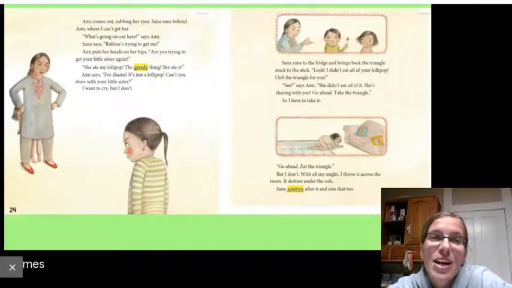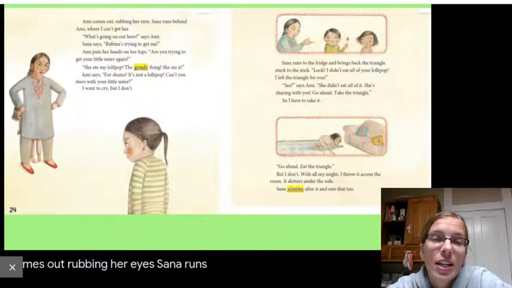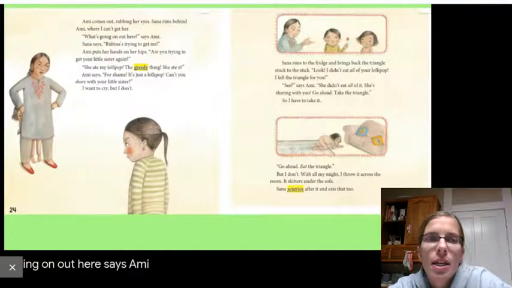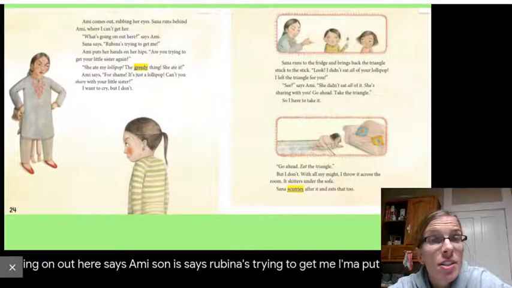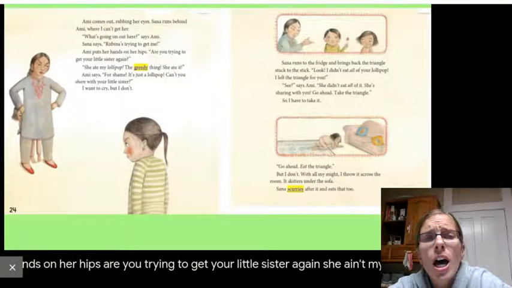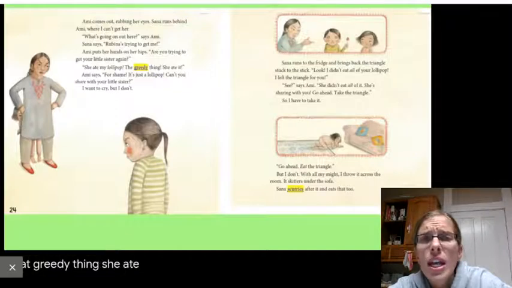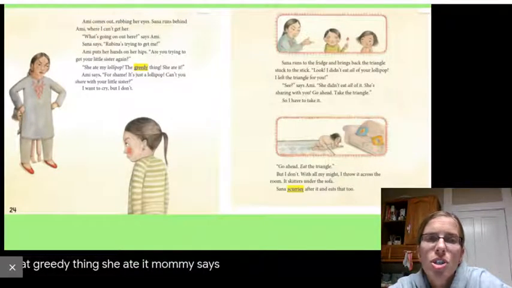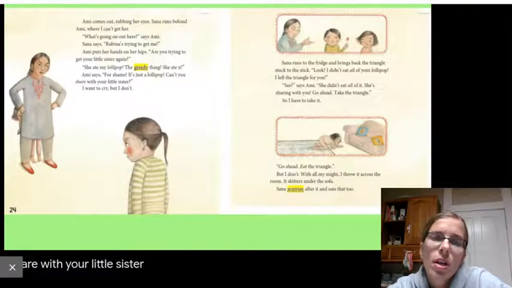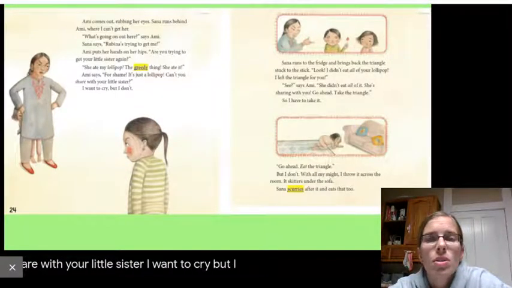Ami comes out rubbing her eyes. Sana runs behind Ami where I can't get her. What's going on out here? Says Ami. Sana says, Rubina's trying to get me. Ami put her hands on her hips. Are you trying to get your little sister again? She ate my lollipop, that greedy thing. She ate it. Ami says, for shame. It's just a lollipop. Can't you share with your little sister? I want to cry, but I don't.